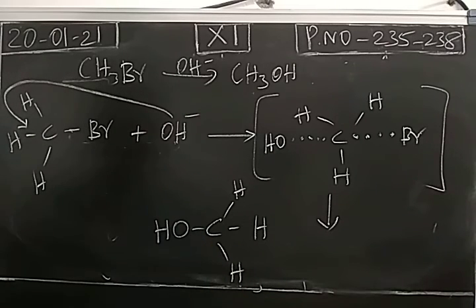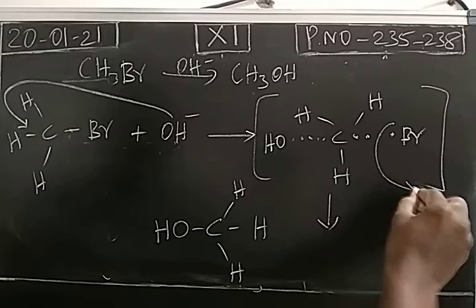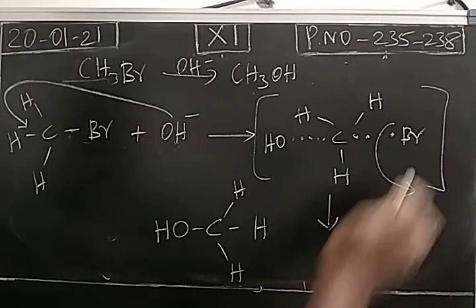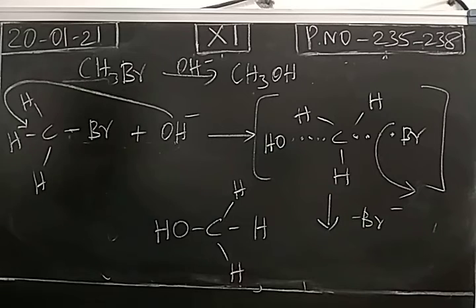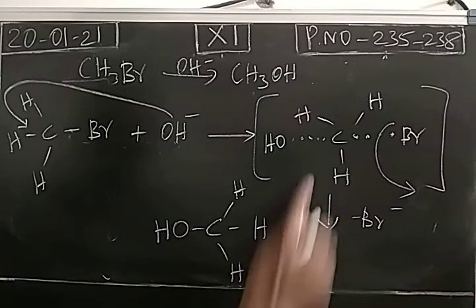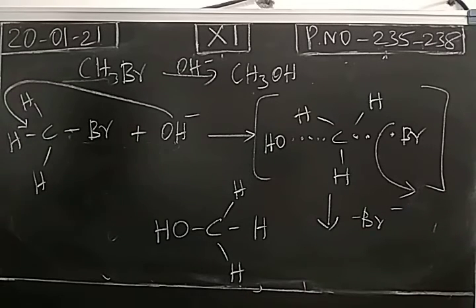How is the product formed? The covalent bond will be broken and the bromine will leave as a bromide ion. The leaving group is the bromide ion, and this covalent bond is formed. So we will get the product methanol. Now what about the configuration?